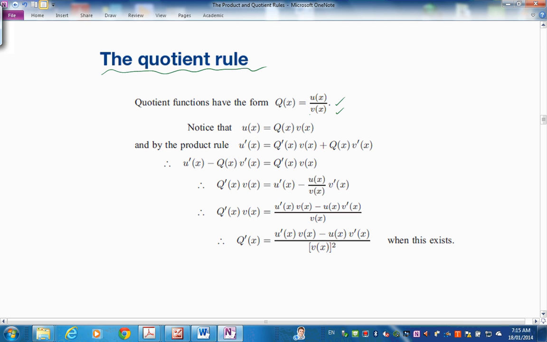If we multiply across by v of x, we would have u of x equal to q of x by v of x. Oh, it's a product now. So we can get at the quotient rule, not from first principles, but by using the product rule. The derivative of the left-hand side is u dash x. Let's use the product rule here: derivative of the first by the second unchanged, plus the first unchanged by the derivative of the second.